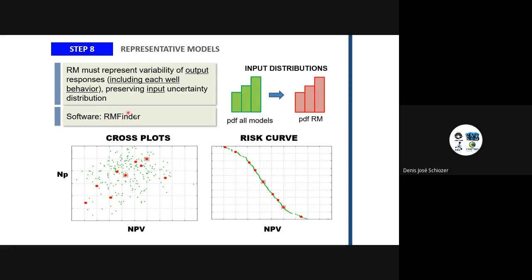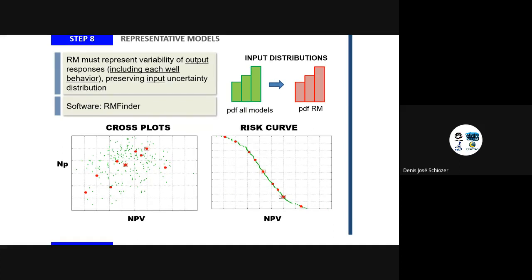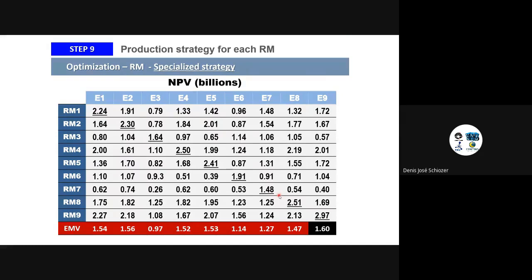So we have a special method to do that, which is our IAM finder. It's an automatic procedure that can find models that represent all the input and output variables at the same time. And once we do that, we go into this step 9, which is the step 6 as many times. I optimize production for all the representative models.